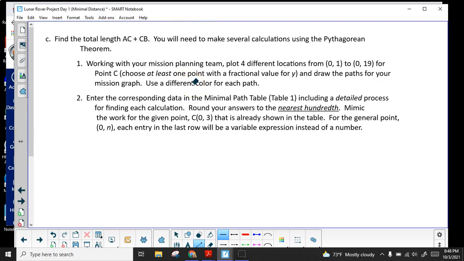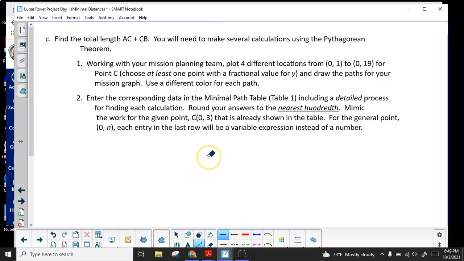Choose something with a 0.5 and draw the paths for your mission graph. Use a different color for each path. You're going to end up with a total of 10 segments. There will be 2 of one color going from A to some point, and from that point to B. Then you will have 2 of another going from A to a different point, and from that point to B. And so on for 4 different points besides C that we're going to calculate right now.